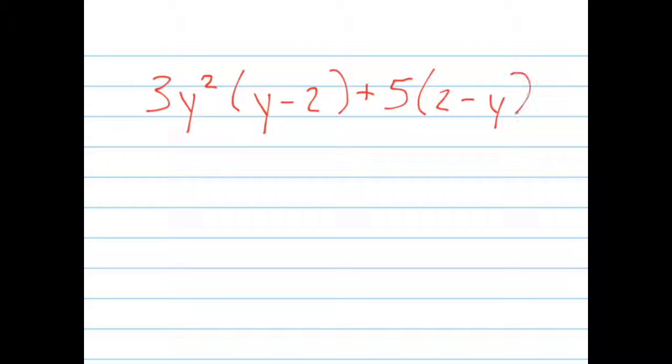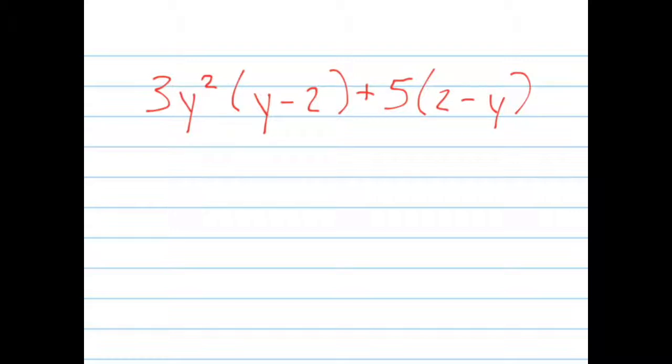Now, where we have to be really careful is where some of our terms look the same but are really different. Like this one here. We got 3y squared times y minus 2 plus 5 times 2 minus y. Are y minus 2 and 2 minus y the same thing? They're not. But they are very close. They're actually exact opposites. They would become 0 if I was adding them, but I'm not. I'm factoring them.